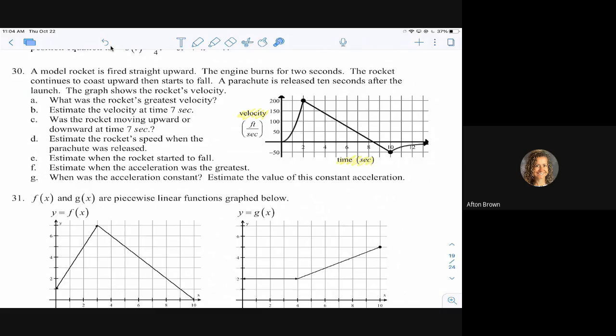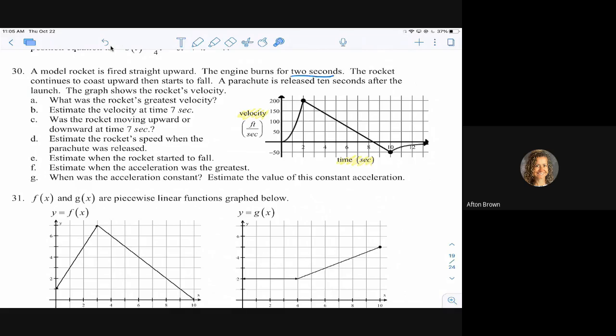Good, because it said the engine burns for 2 seconds. So imagine if the engine is burning for 2 seconds, this is a rocket that's being fired up. What happens once the engine stops burning? It starts slowing down. Is it still going up, Berkeley, or does it start to come down? Still going up. So even though this is negative, what is negative right here? After 2 seconds, something is negative.